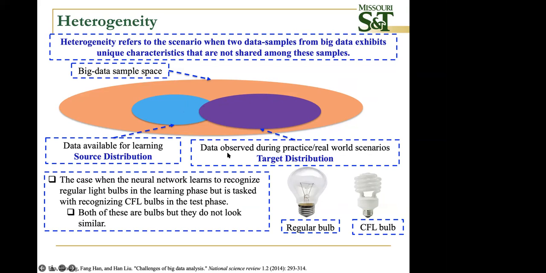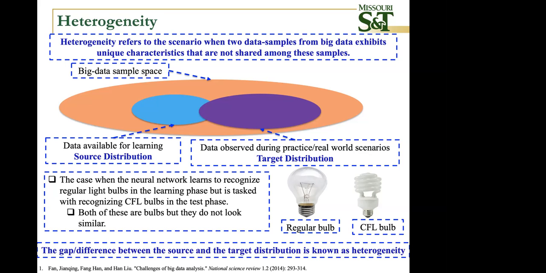A good example is the case where a neural network learns to recognize regular light bulbs in the learning phase, but is tasked to recognize CFL bulbs in the test phase. Here is a regular bulb, here is a CFL. Both are bulbs, but they do not look similar. They're all white, so there is some similarity, whereas they're not really the same type of bulbs. So certainly when you test it, the neural network would have a problem recognizing the CFL bulb as one of the regular bulbs. This is what we call a heterogeneity problem. The gap or difference between the source and target distribution is known as heterogeneity.